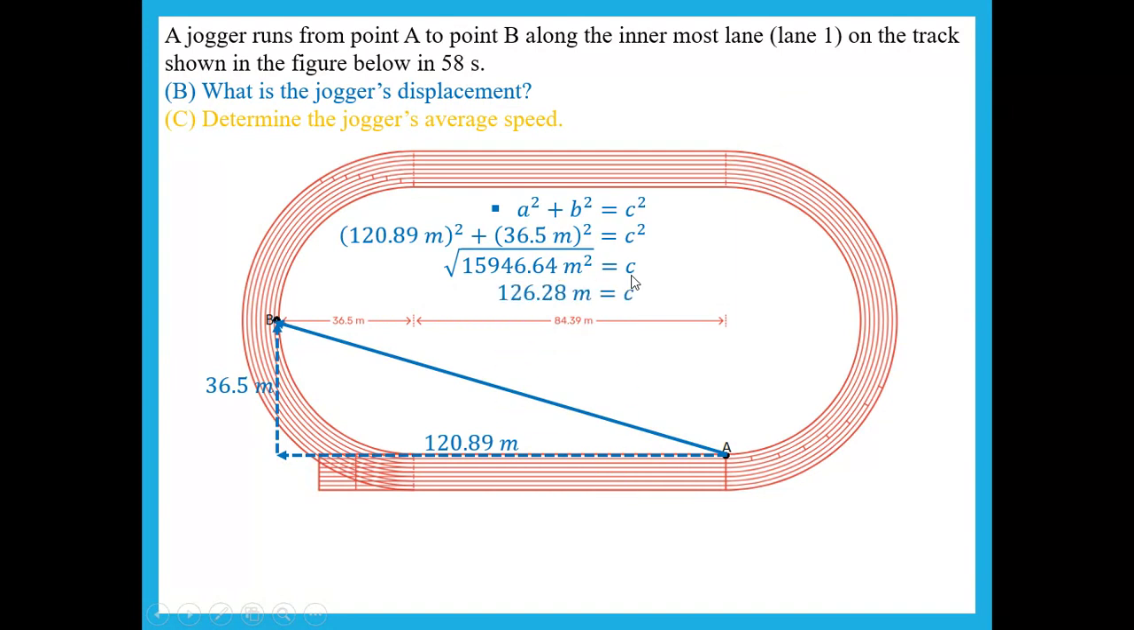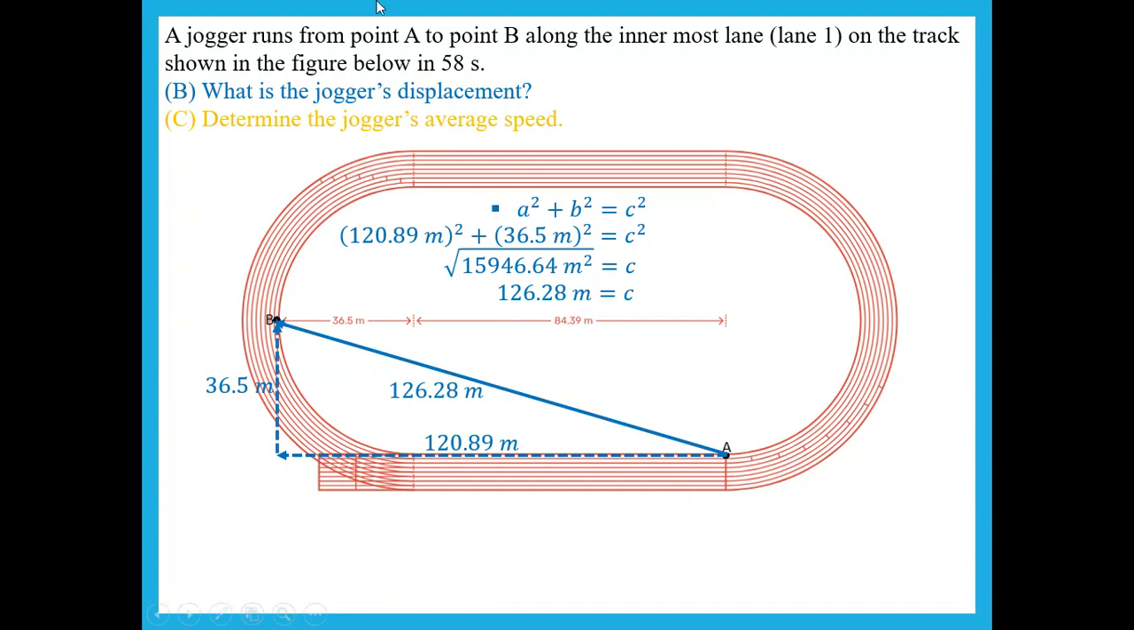And then if you do that, the square root of 15,946.64 will give you approximately 126.28 meters. So that is the length of that hypotenuse, or the magnitude of your displacement, if you want to sound fancy.